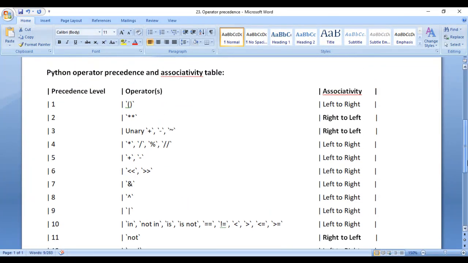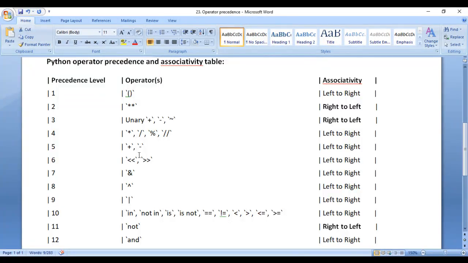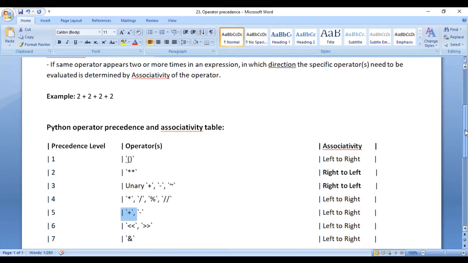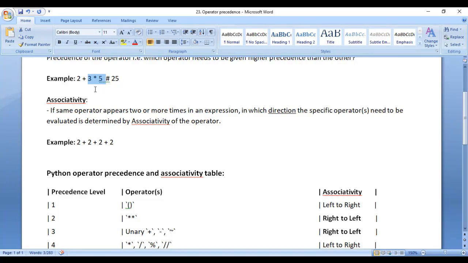If you carefully observe the operator precedence, the multiplication operator should be evaluated first before plus, right? So 3 into 5 should be evaluated first, which is 15, and then 15 plus 2 is 17. 17 is the correct answer, not 25. 25 is wrong. Let me prove that.